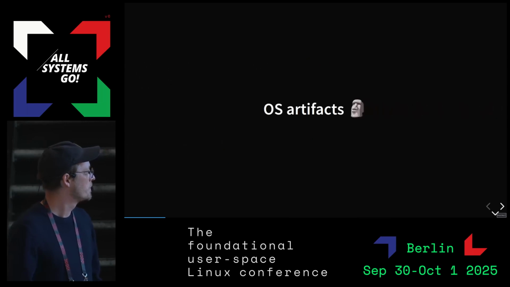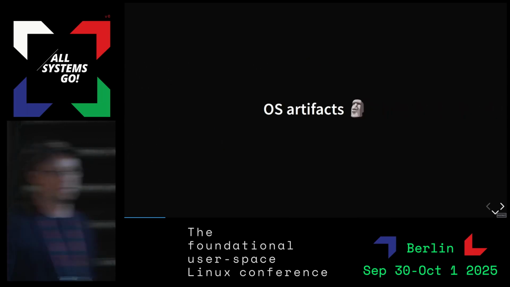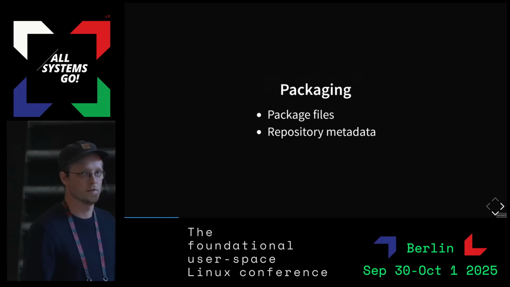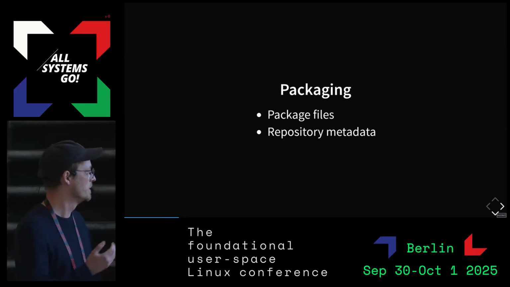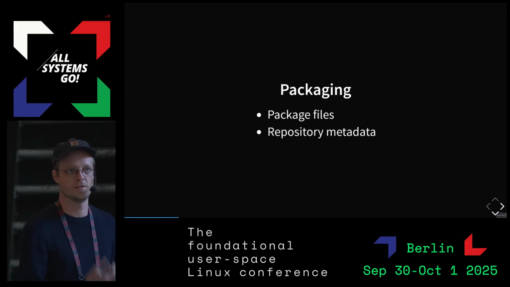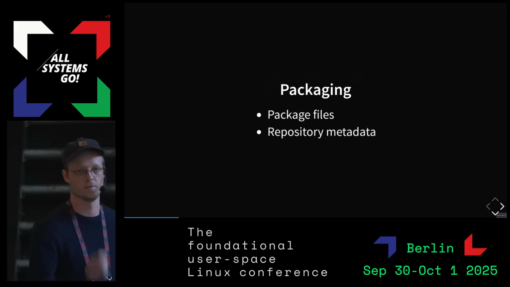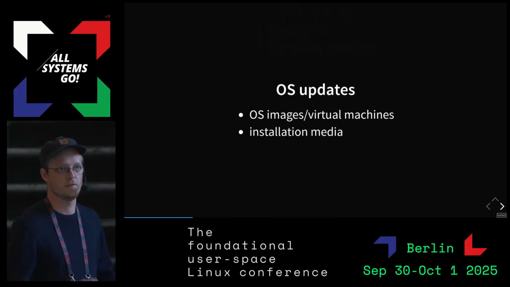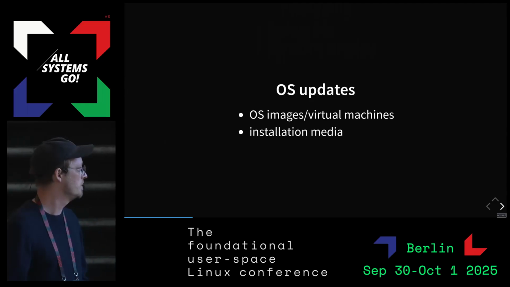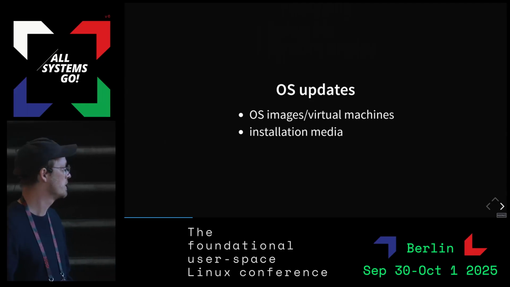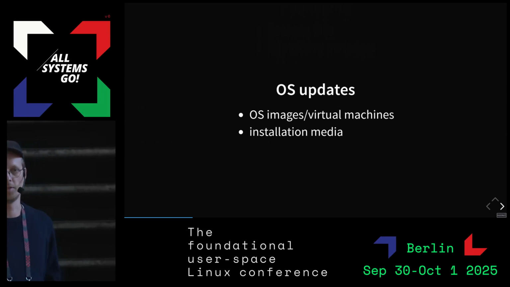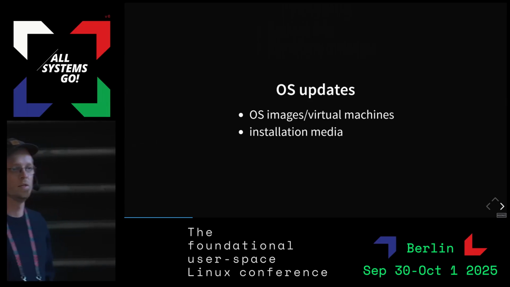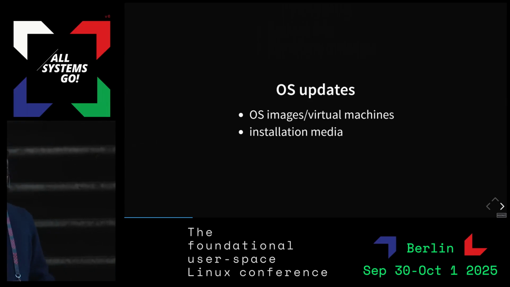When we talk about OS artifacts, in this context at least, we mean something like package files in the context of packaging, or the repository metadata that basically describes what is in a package repository and is usually also signed. But also OS updates in general, OS images, a big thing these days, virtual machines, installation media. All of that is usually signed when you download it, so that you can verify that whoever made it available to you didn't tamper with it.